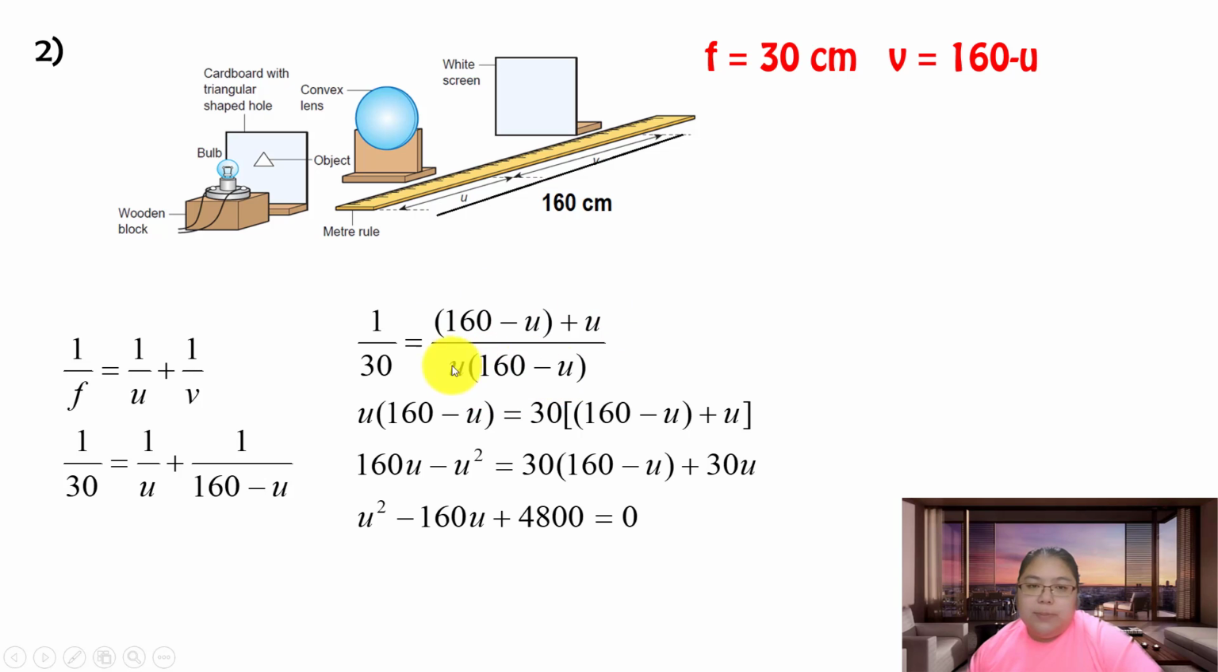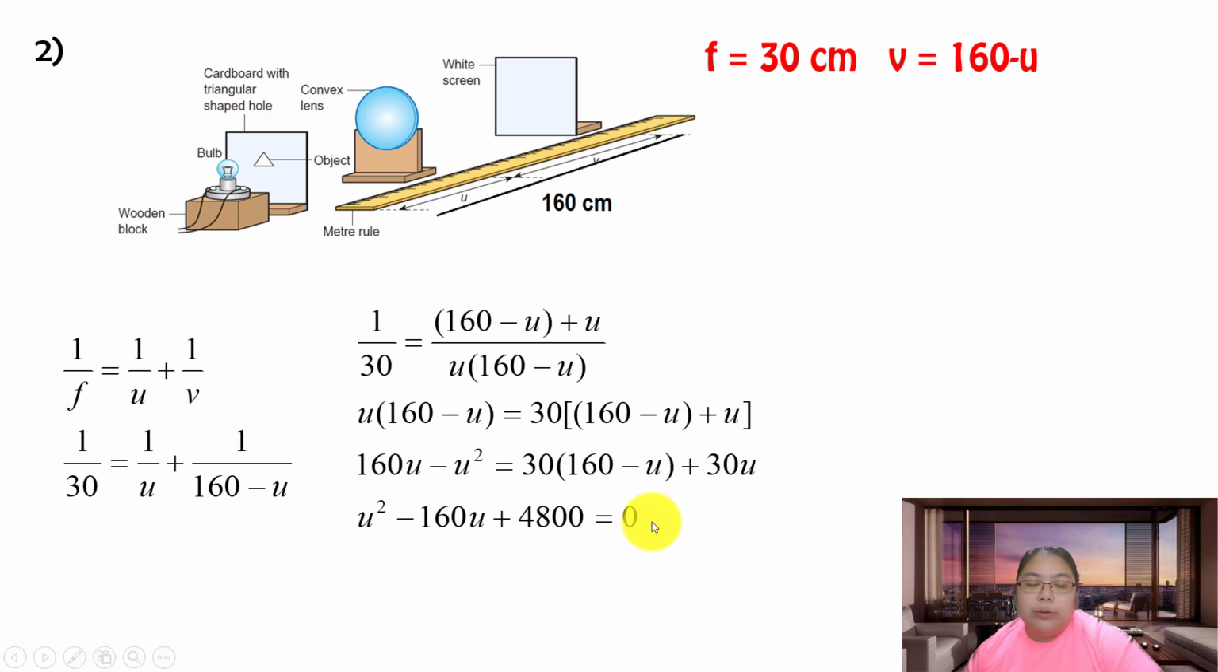Then I continue. This 30 moves to the right hand side, which means I cross multiply: 30 times the bracket, u(160 minus u). After I multiply, 160 multiplied by u, and u times u becomes u squared. The 30 is outside. Then 30 multiplied by u: one is negative, one is positive, so they cancel each other. Finally, the equation is u squared minus 160u plus 4,800 equals 0.